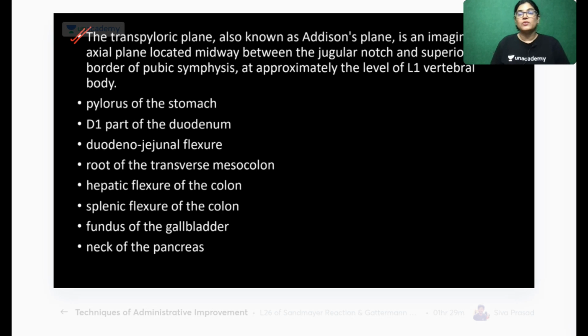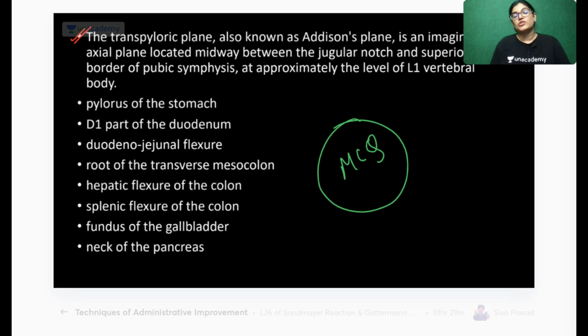So my dear aspirants, I would like to give you the detail. Actually, what I have seen in the trend in the MCQs is that structures lying at the level of the transpyloric plane are very important. So what is important for you is that you should revise all the structures which are located at the transpyloric plane. The first point is, what is the transpyloric plane?